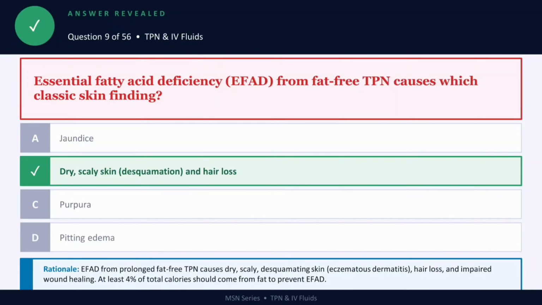Dry, scaly skin and hair loss. Rationale. EFAD from prolonged fat-free TPN causes dry, scaly, desquamating skin, hair loss, and impaired wound healing. At least 4% of total calories should come from fat to prevent EFAD.